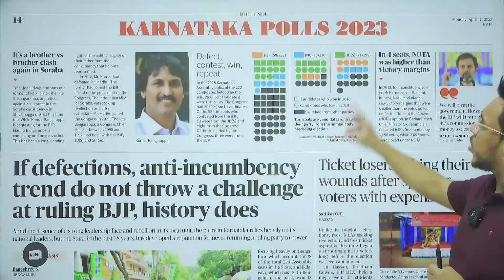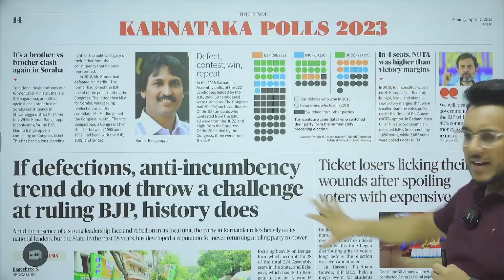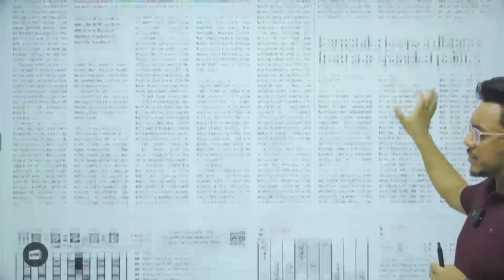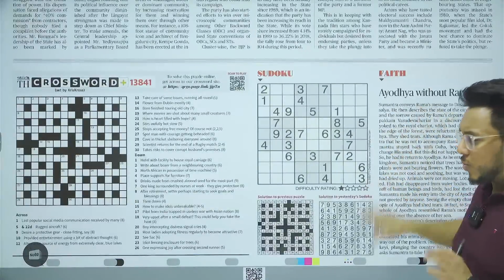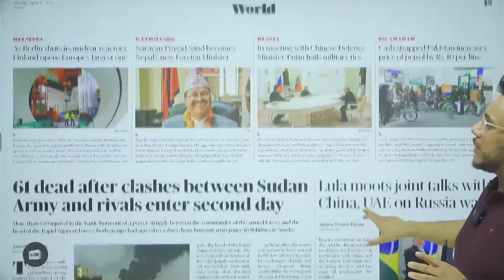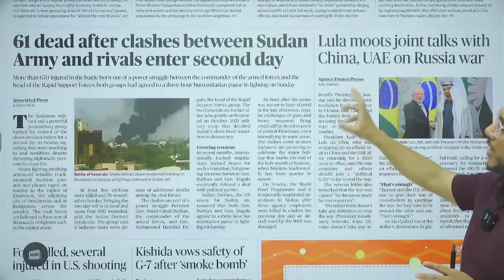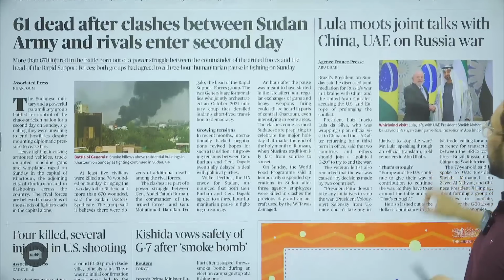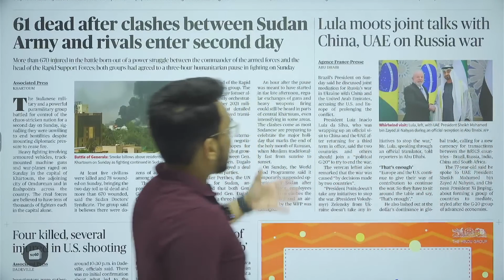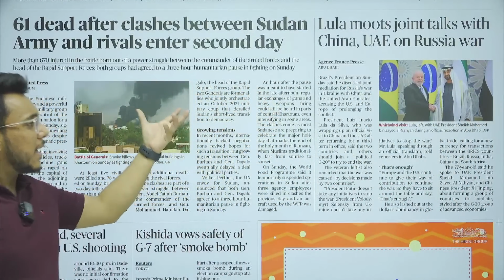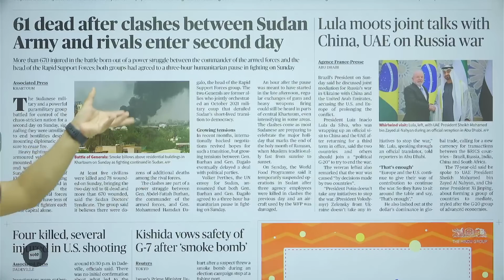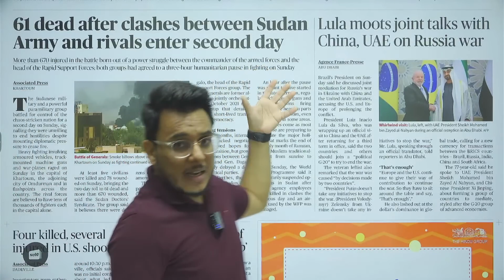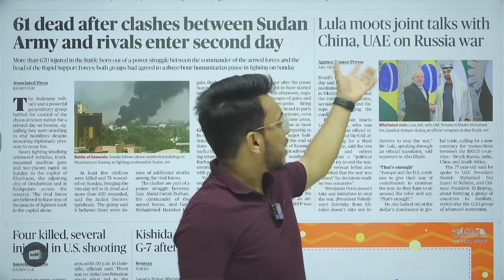Then the next page is talking about the Karnataka polls. Again, nothing important on this particular page for your examination, so please skip that. Then coming to the world page: 61 dead after clashes between Sudan Army, Lula moots joint talks with China, UAE on Russia war. Basically, guys, here we see that Brazil's president is proposing talks with China and UAE on the Russia war.